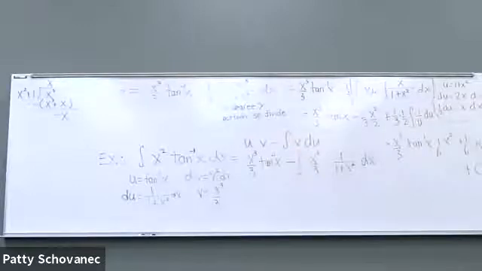So again, anytime there's an inverse trig function or a logarithm as part of your integrand in a product, those are automatically the u's, because we don't know their integrals. And everything else is the dv.